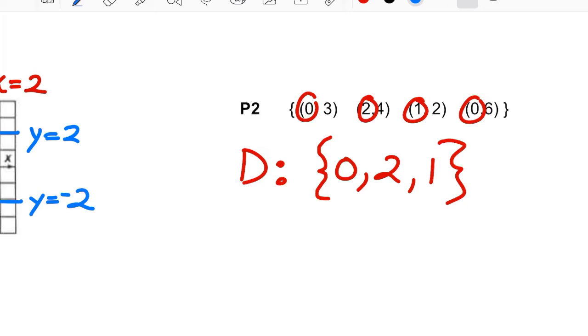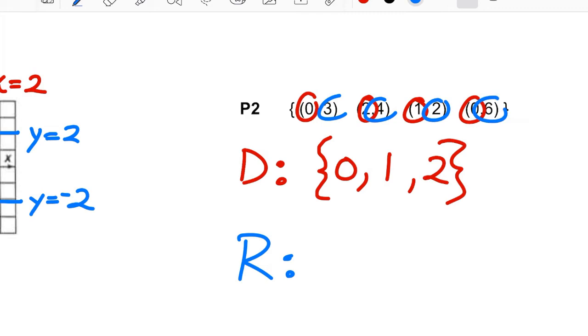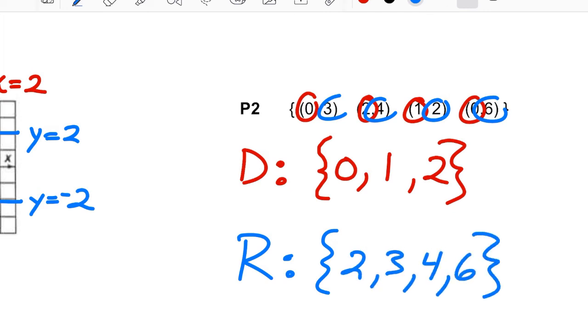Now, I would say that what I wrote here is correct. It might be nice to write it in chronological order. You wouldn't get marked on that, but typically we record things chronologically, so I'll go ahead and change that. How about the range? It's the y values, right? Well, if you look at these y values, the lowest one is 2, the next one is 3, 4, and then all the way to 6. So we'll write them chronologically.